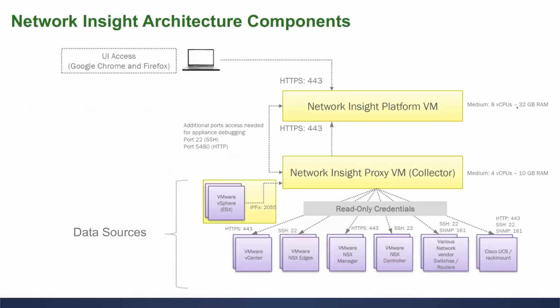Beautiful tool. How it works is basically the UI, or the user interface, talks to something called a Network Insight platform. Now, this particular platform can be built to certain specifics. A medium is 8 vCPUs, but this VM downstream talks to the collector. The collector is the one that actually reaches out to ESXi, vCenter, NSX Manager, the edges, and the controllers, and it reports back that data. Read only. It's not going to change anything, but it reports back that data after it collects it to the platform box, which then in turn talks to you using your Chrome or your Firefox at your workstation.